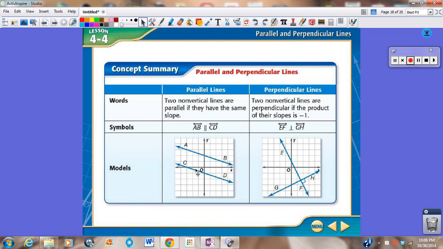Okay, so here we're going to kind of sum it up. Two lines are parallel if they have the same slope, and that's the symbol for it, and you can see that they're parallel. Two lines are perpendicular if the product of their slopes is -1. So you find the slope of this line, find the slope of this line, multiply them. If you get -1, you got it. But you can also see the picture, and if you notice this little box, that's the perpendicular symbol on a graph, and then this is the perpendicular symbol if you're writing it. Okay?